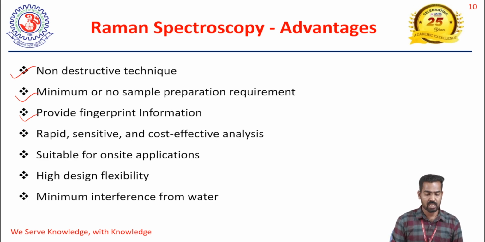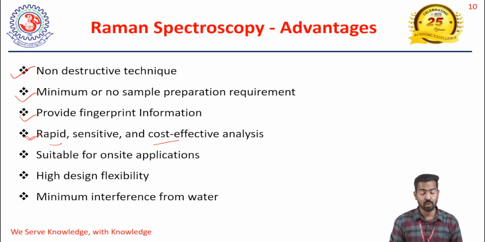And also you can see that it is a rapid, sensitive, and cost-effective analysis. What is the meaning? I already mentioned that. Taking one Raman spectrum takes around 1 to 10 seconds, according to the integration time you are giving. That determines how much time we need to take one Raman spectrum, so that is why it is called very rapid. And it is cost effective also.